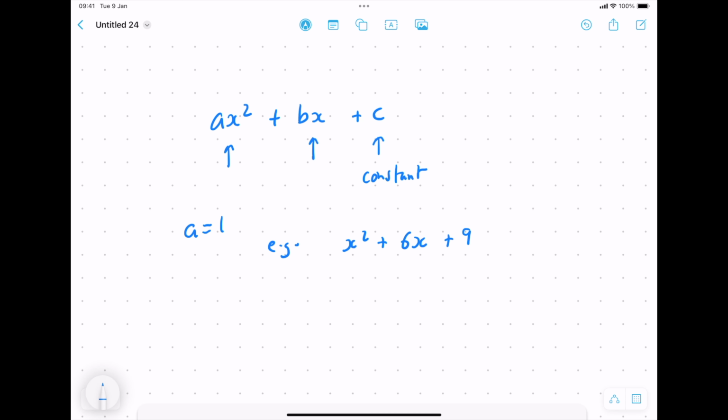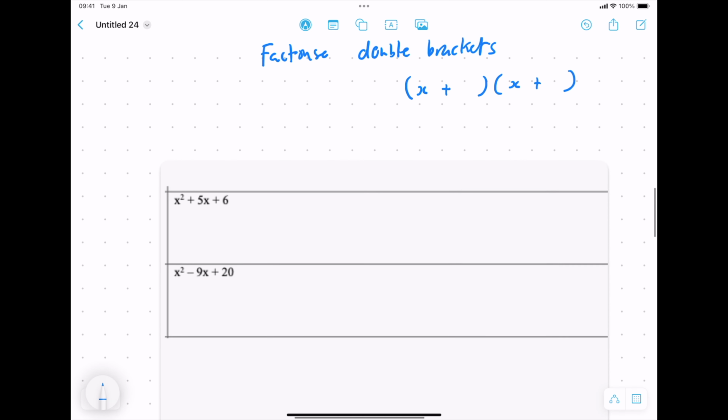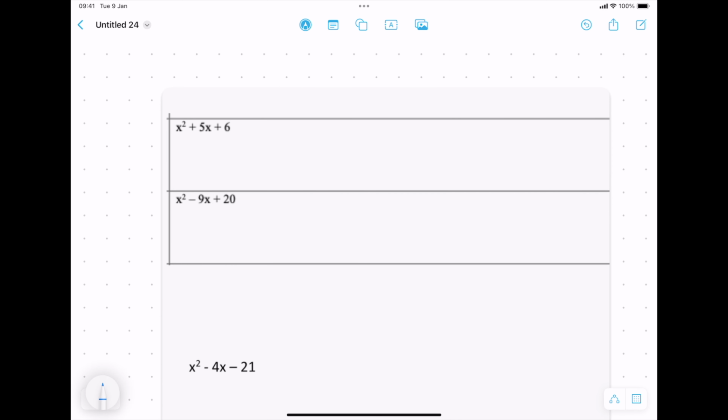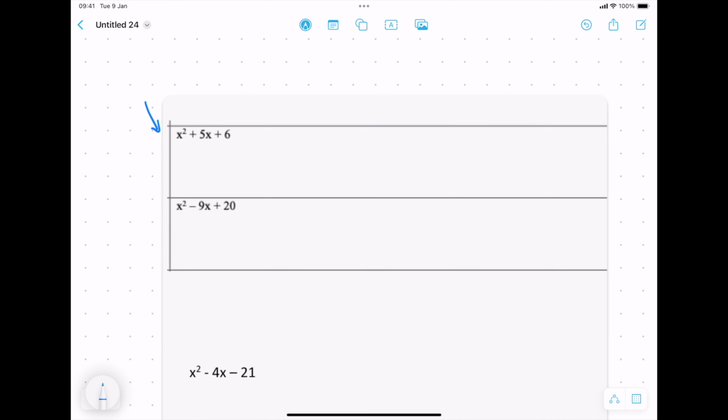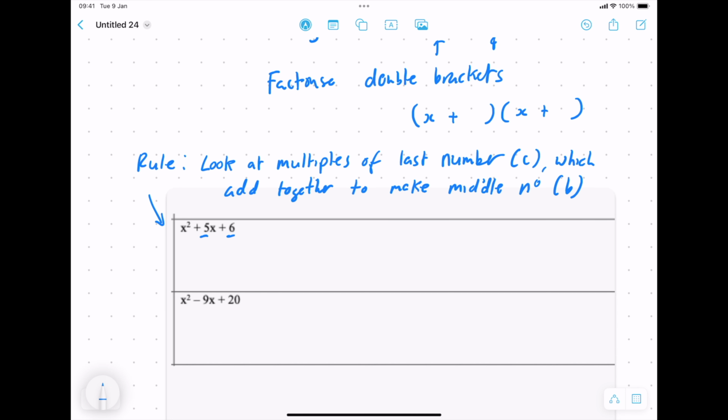The method for doing this is very straightforward. I'm just going to write down the rule for carrying out a factorization. What I've got beneath me is 3 different examples, and I'll use this one to explain the rule. So let's write it here, and the rule is this. Very, very simple. We look at the multiples of the last number which add together to make the middle number.